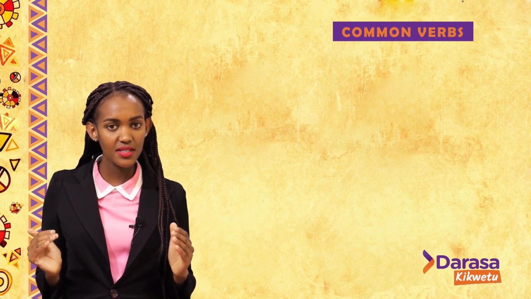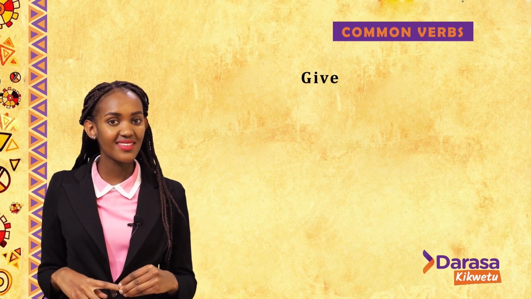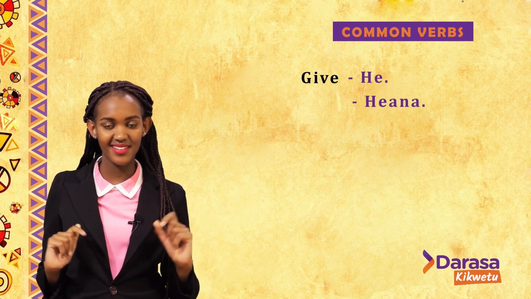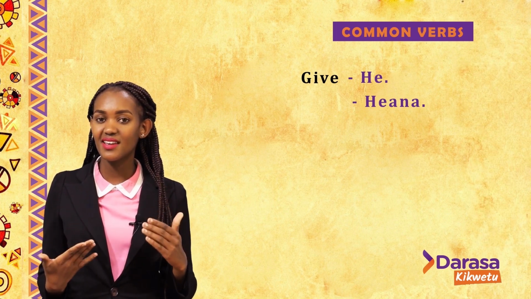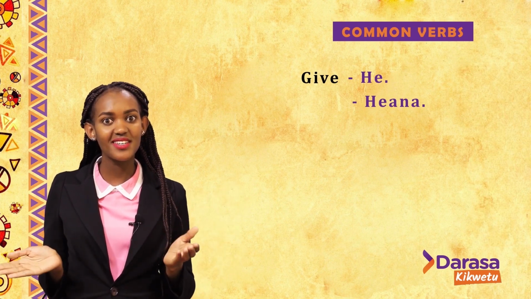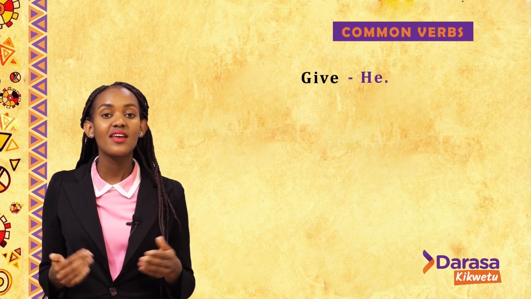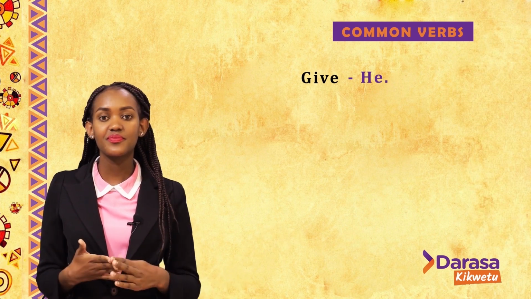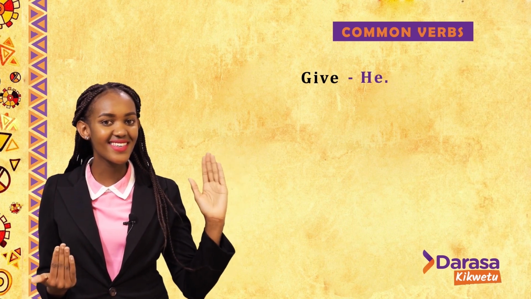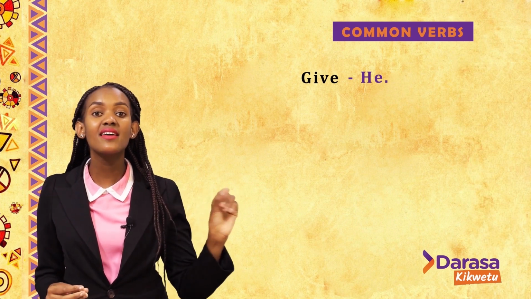The next verb is give. Give in Kikuyu is he or heana. It's he or heana, depending on where you come from. So let's use he. Give is he. Say he. And I know it's written as he. In English, you might read it as he, but it's actually he.